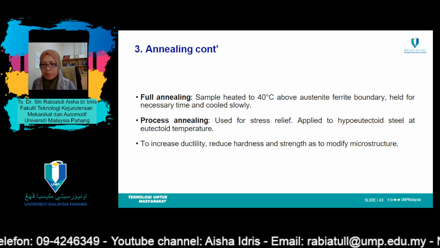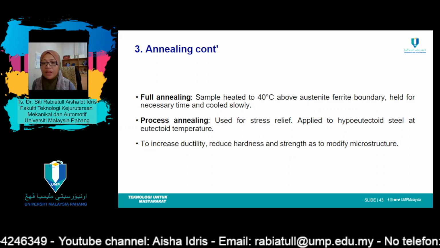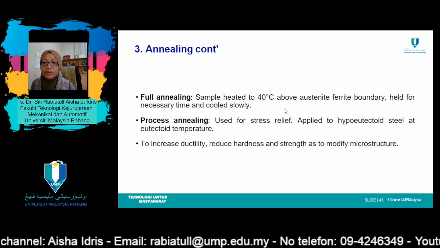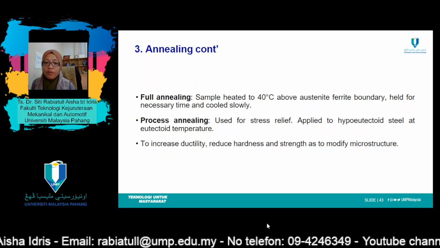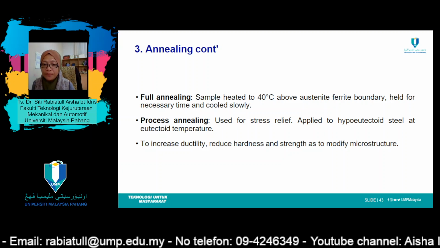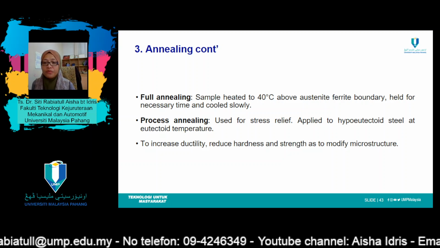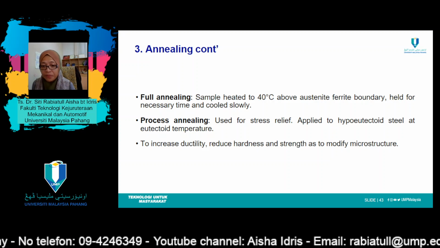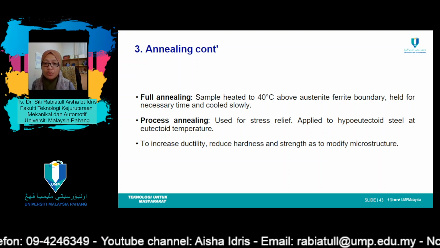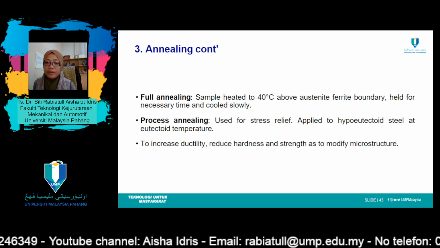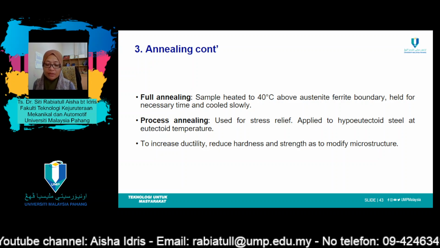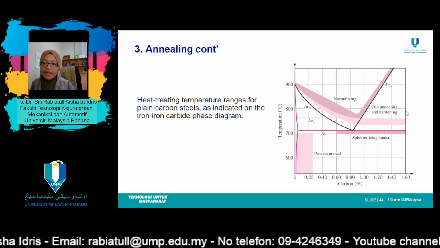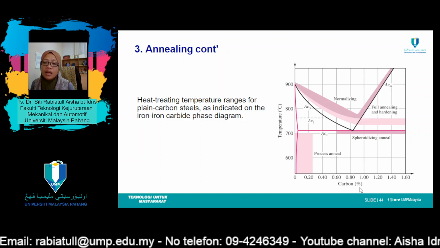In annealing, there are so-called full annealing and process annealing. In full annealing, the sample is heated to 40 degrees C above the austenite-ferrite boundary, held for the necessary time and cooled slowly. Meanwhile, process annealing is used for stress relief, applied to hypo-eutectoid steel only, at below the eutectoid temperature. Annealing is used to increase ductility, to reduce hardness and strength, and to modify the microstructure. This is the location of annealing, on this side, if you're referring to temperature and carbon percentage over here.